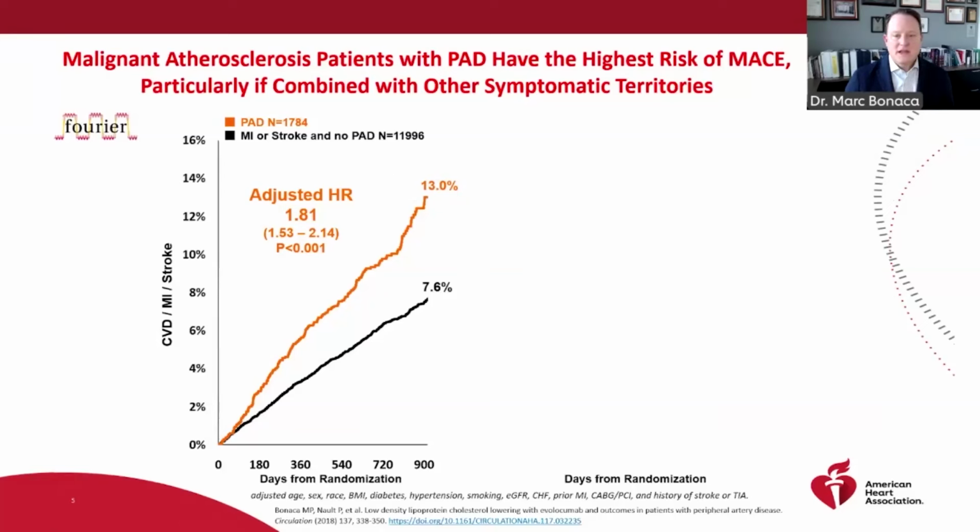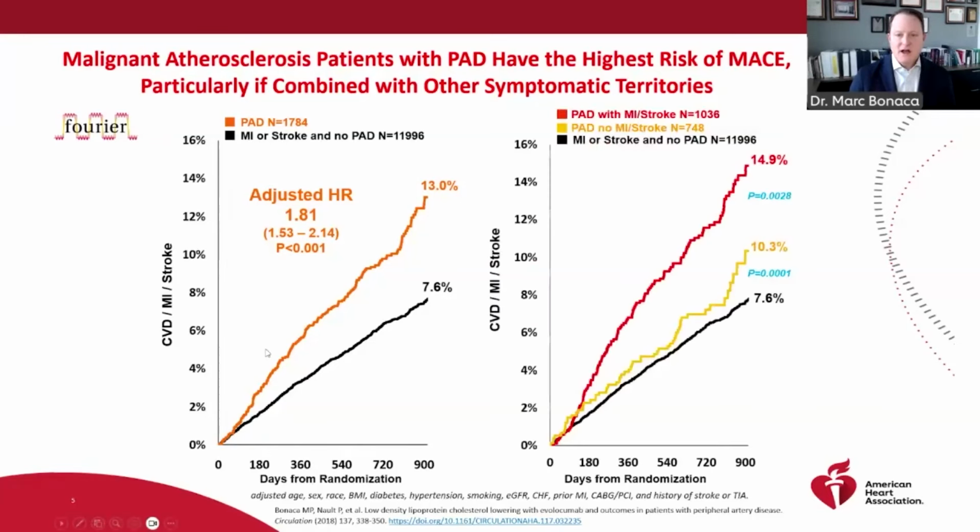Well, you can see from these data from the 4AA trial that patients who have peripheral artery disease are extremely high risk for major adverse cardiovascular events. In fact, they're at higher risk than patients who've actually had an MI or had a stroke. You can see here, after adjustment for other risk factors, about an 80% increase in risk.